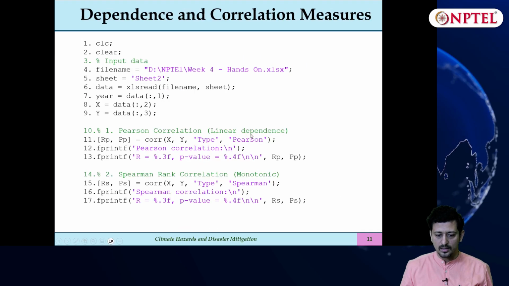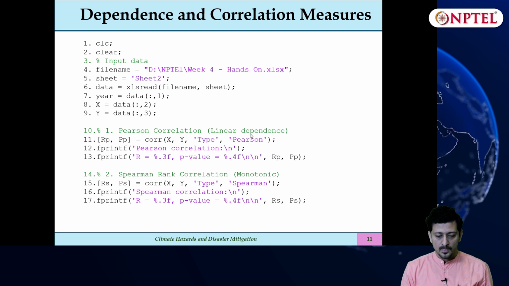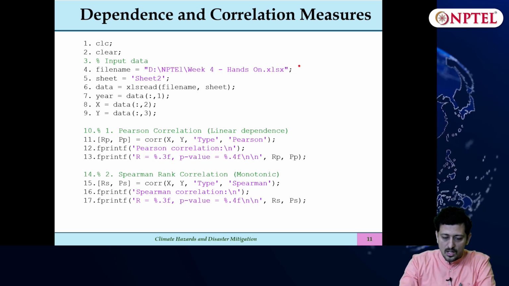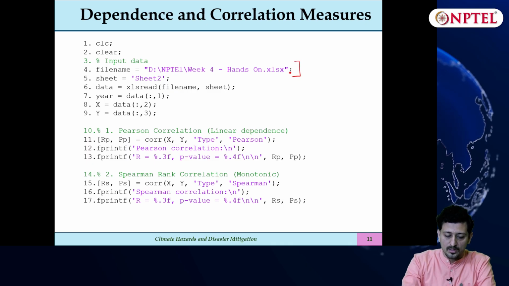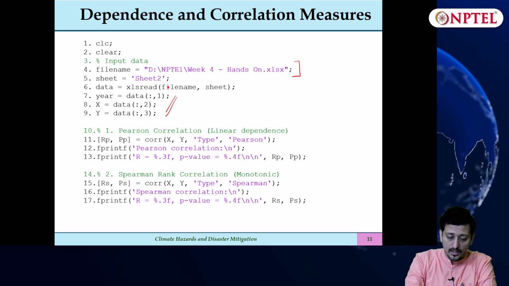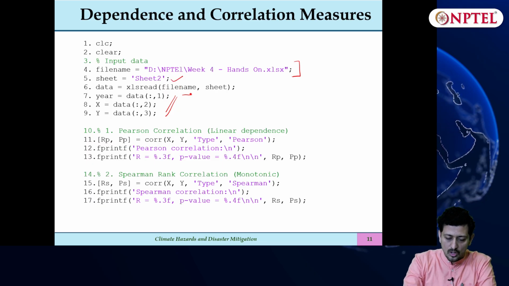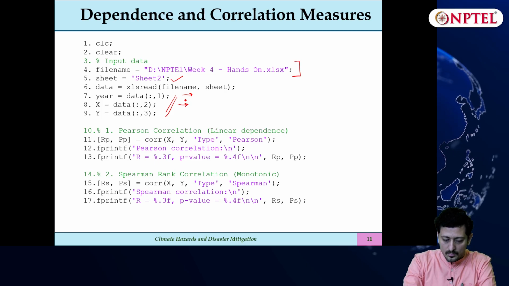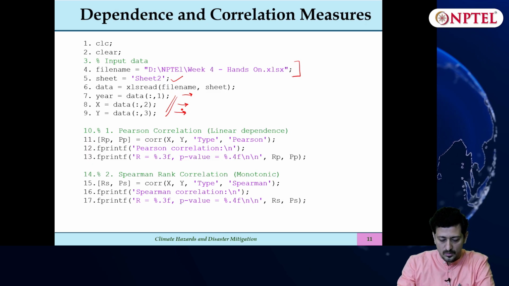After this, we go on and explore the dependence and correlation measures. In this particular exercise, the first part is the same, that we are importing the data. However, now the data has 3 columns. In sheet 2 we will refer to this data. The first column is your year, the second column is your peak value, the third column is your volume value, and we will just find what is the dependence between them.